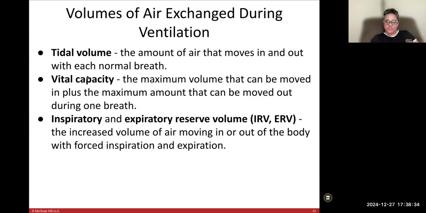Volumes of air exchange. The tidal volume is the amount of air that moves in and out with each normal breath. The vital capacity is the maximum volume that can be moved in plus the maximum volume that can be moved out in one breath. So taking the deepest breath you can and then exhaling as much as you possibly can, you can actually measure that volume of air, and that's called the vital capacity. Inspiratory and expiratory reserve volumes, IRV and ERV for short, are the increased volume of air moving in or out of the body with forced inspiration or expiration.